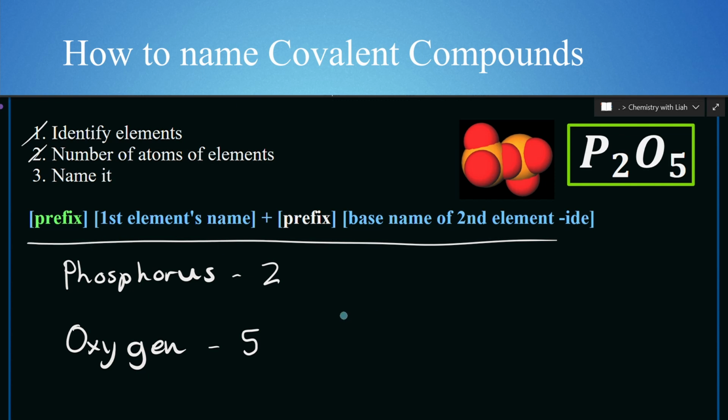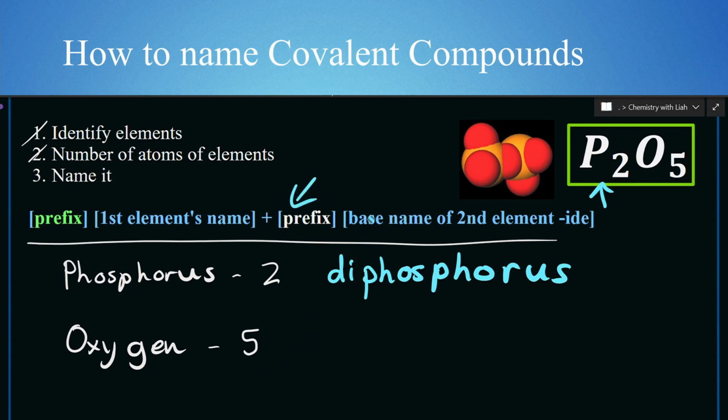So we have the prefix of the first element. So the first element is phosphorus, and it has 2 atoms. So we're going to use the prefix di. And then we have the first element's name, so di, and we'll put phosphorus. All right, and then we have the prefix of the second element, which is oxygen. So the prefix for 5 is penta. And then we have the base name of the second element plus the ending of IDE.